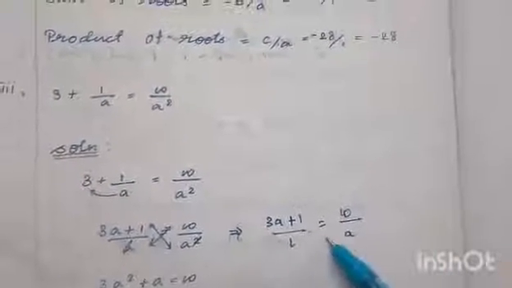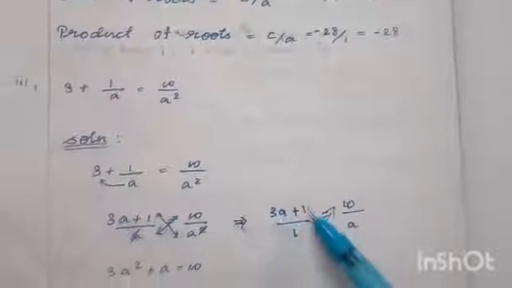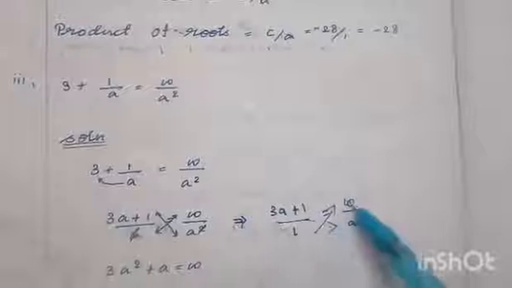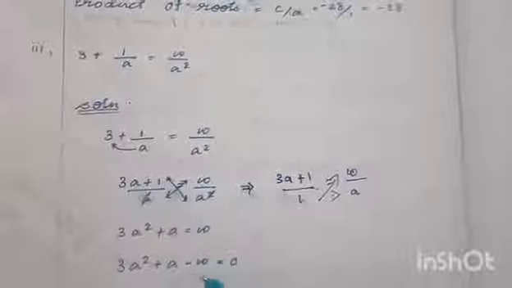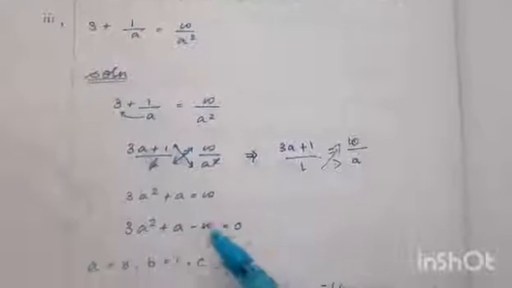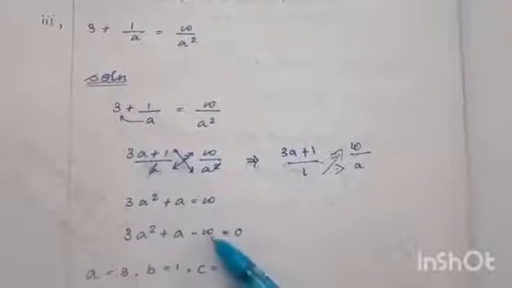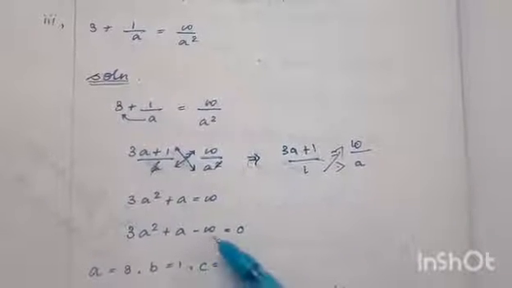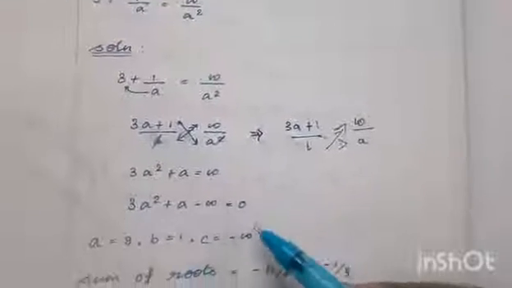Then you have to do cross multiplication. 3a square plus a is equal to 10. Now this 10 you have to bring to the left hand side. So 3a square plus a minus 10 equal to 0. So a is equal to 3, b is equal to 1, c is equal to minus 10. Compare it with the general form, ax square plus bx plus c equal to 0.